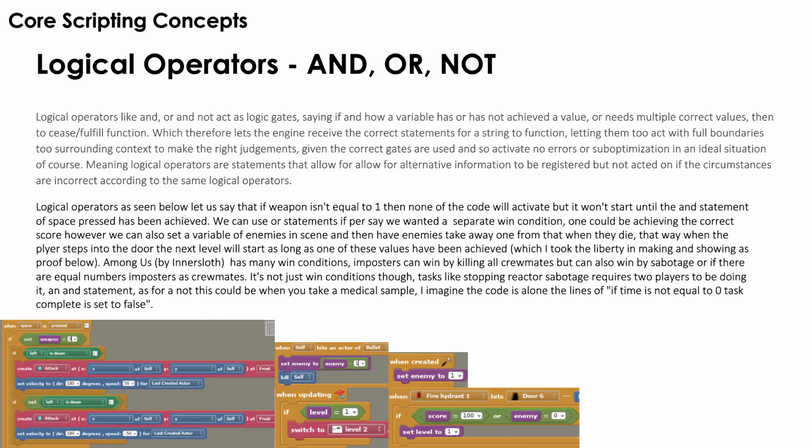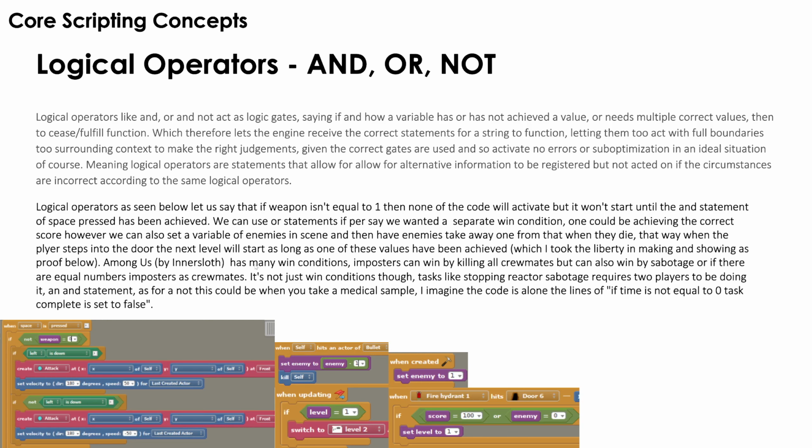Logical operators, as seen below, say that if weapon is not equal to 1, then none of the code will activate, but it won't start until the statement of space pressed has been achieved. We can use or statements if, per se, we wanted a separate win condition. One could be achieving the correct score. However, we can also set a variable of enemies in the scene and then have enemies take away one from that when they die. That way, when the player steps into the door, the next level will start as long as one of these values has been achieved, which I took the liberty of making and showing as proof below.